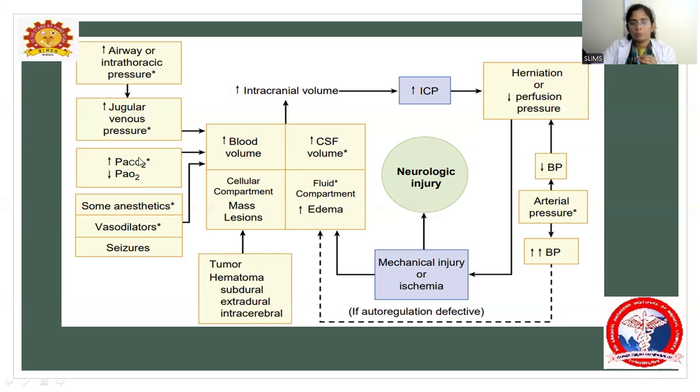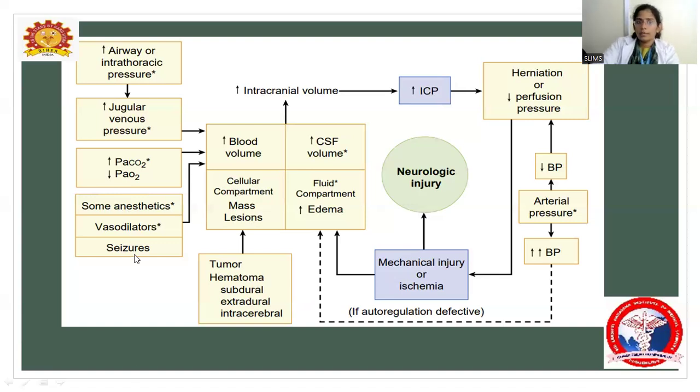Another is PaCO2. PaCO2 is nothing but partial pressure of carbon dioxide. Whenever there is hypercapnia, there will be increased blood flow to the brain. Next is decrease in PaO2, that is hypoxia. Hypoxia is also a stimulant for cerebral vasodilation. As a result of this, there will be increased blood flow to the brain. Certain drugs also affect the blood volume. Examples being some anesthetics, which will be explained later in this topic, vasodilators, and seizures.